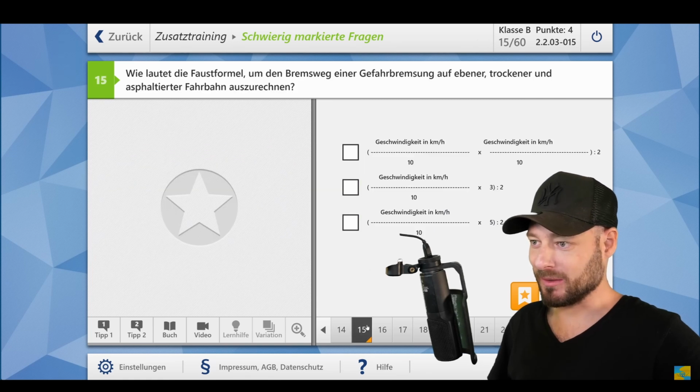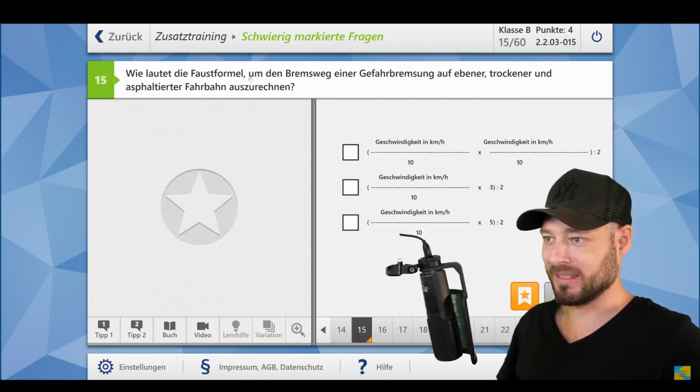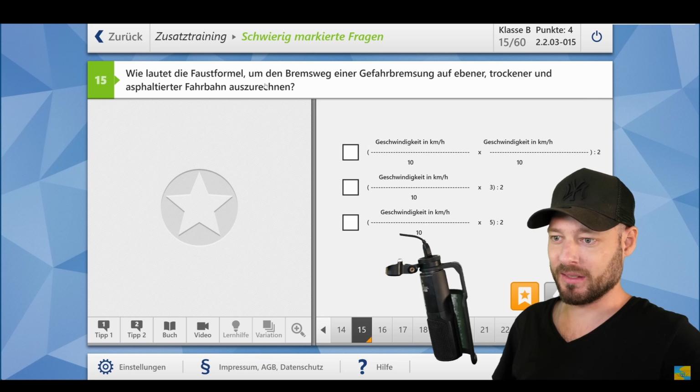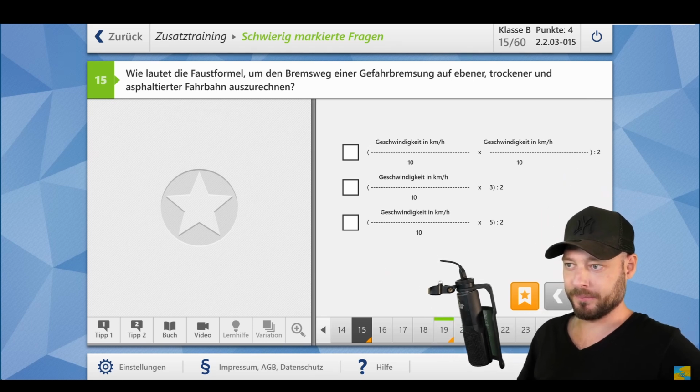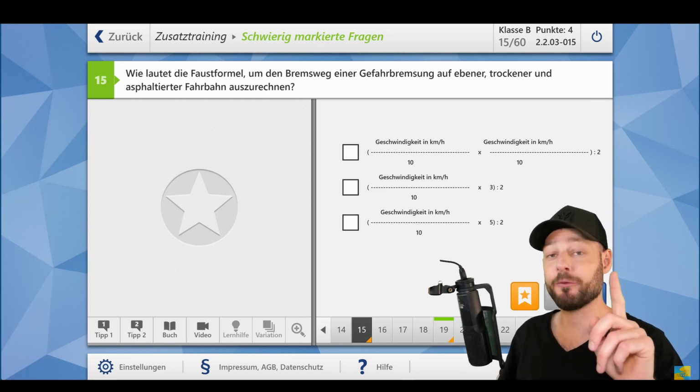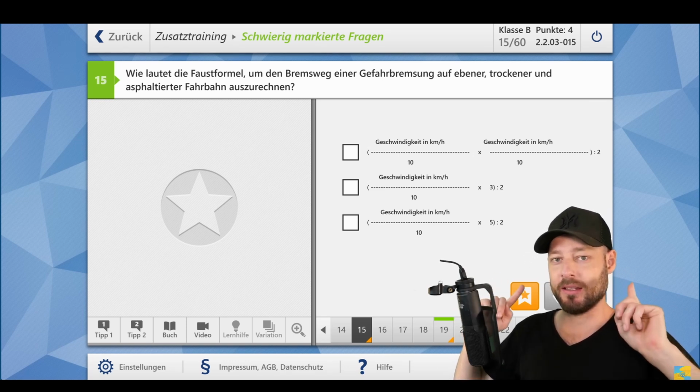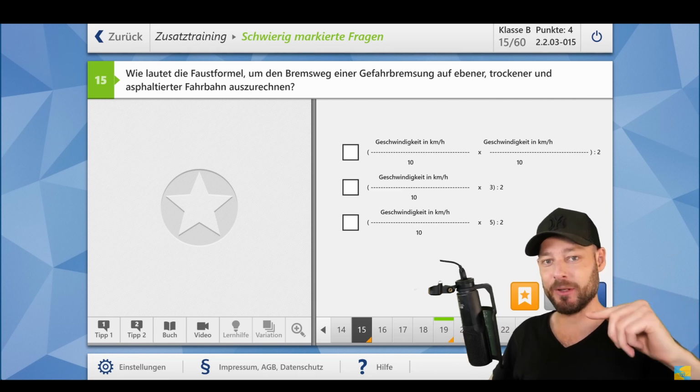So, what else have we selected? Oh, that looks complicated. What is the rule of thumb for calculating the braking distance of an emergency stop on a level, dry, and asphalted road? So, this is the formula for the braking distance. It's the speed divided by 10 times the speed divided by 10.